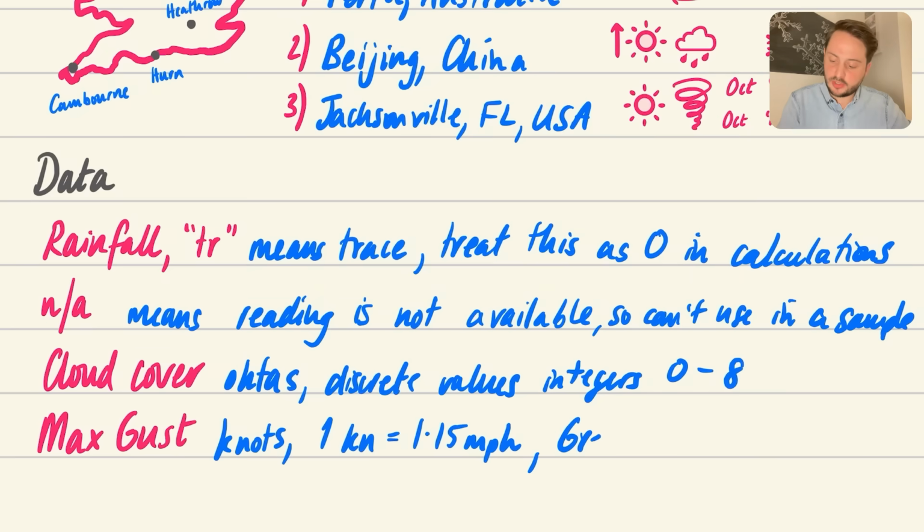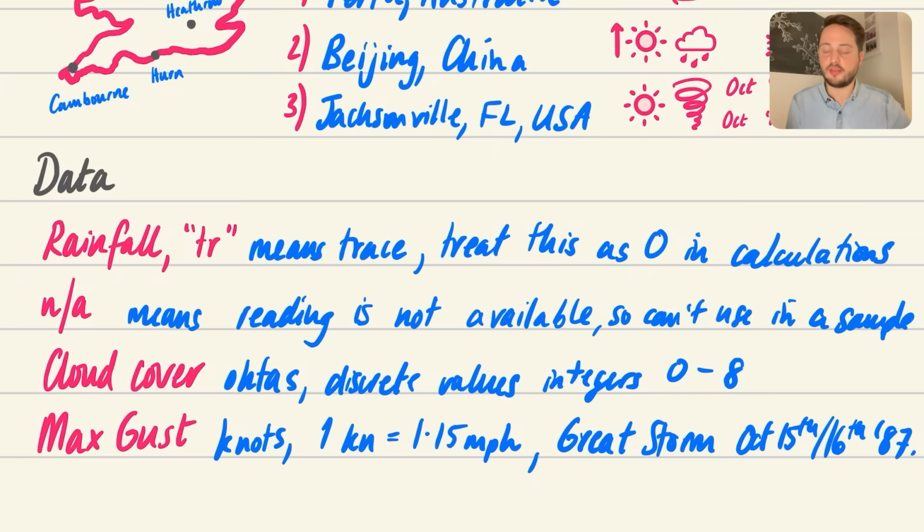You also might want to note that there was the Great Storm in the UK, and that was on October the 15th and 16th, in 87. So you might get some data about October 87. It's worth remembering that there was a Great Storm in the UK at that time.